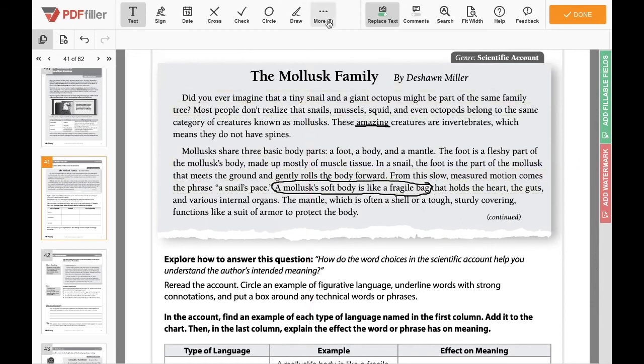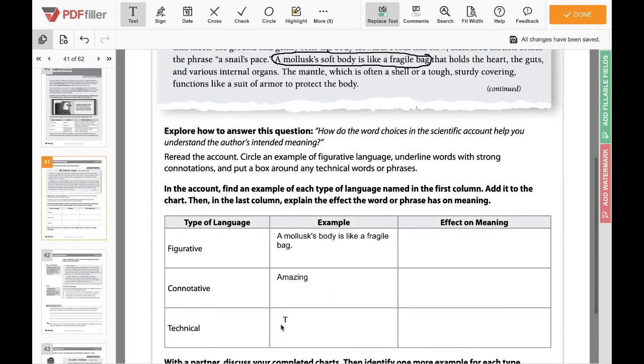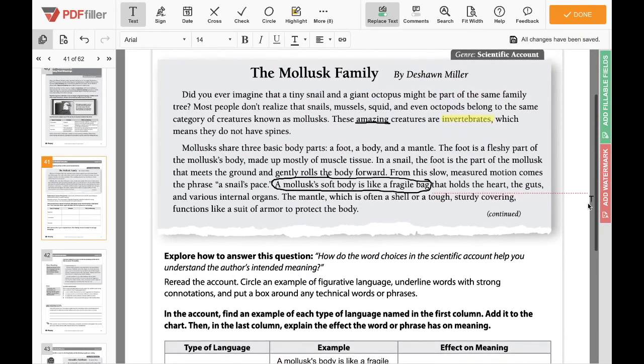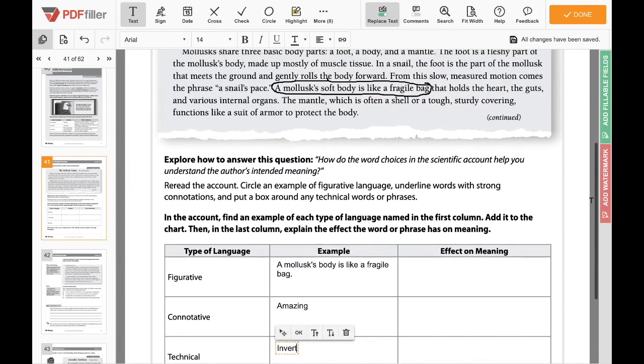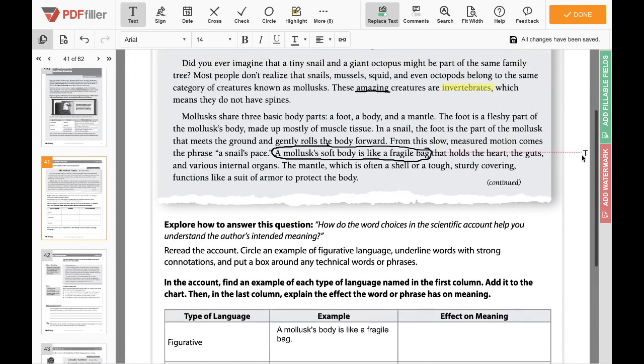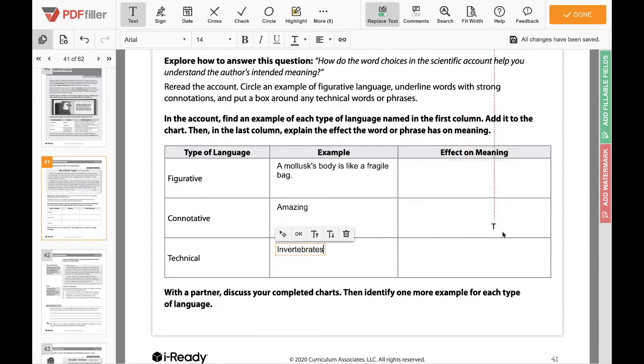Now, for looking for the technical words and phrases, let's look in that same sentence. These amazing creatures are invertebrates, which means they do not have spines. Would you see the word amazing talking about anything else? Yes. Creatures. That's a wide variety of things. Spines, wide variety of things. Now, invertebrates, is that a word you would hear in everyday language? No. So, invertebrates is our example. I want to make sure I spell that right. I already spelled it wrong. There we go. Is our example of technical language.